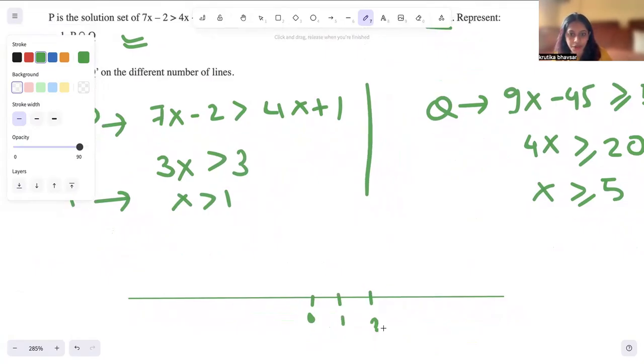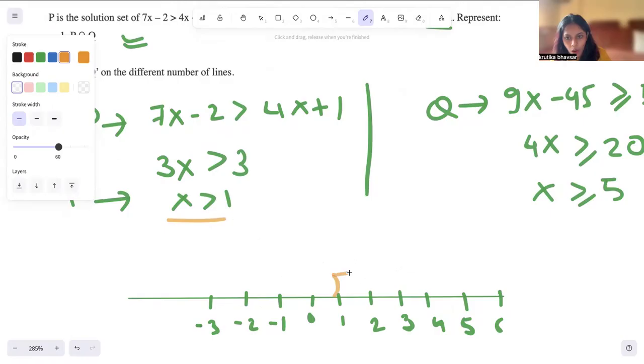Okay, so you have 1, 2, 3, 4, 5, and 6. And here you have -1, -2, -3, and so on. Quickly, let's draw for x greater than 1. X greater than 1, open bracket, and all the values ahead. Now x greater than 5, students, but equal to. So this is a straight line which is included and greater than.